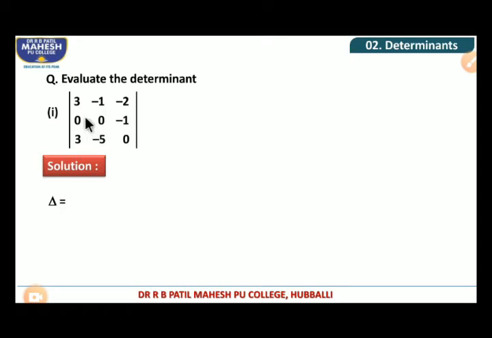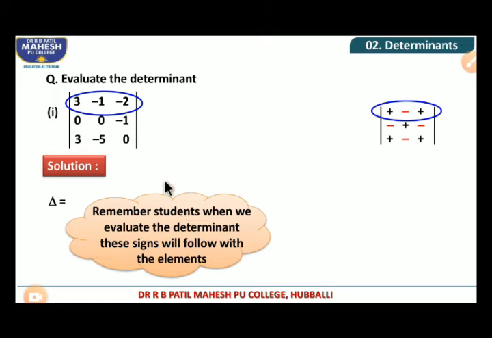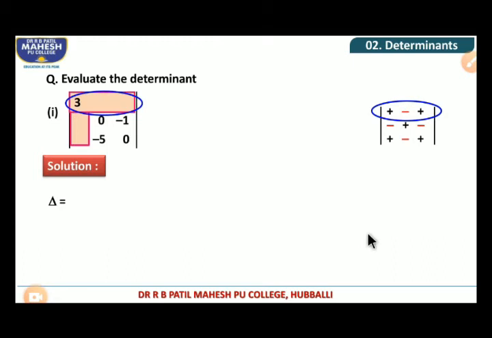Delta is equal to, here we have to take the signs, right? Whenever we are going to expand it here, please remember students, when we evaluate the determinant, these signs will follow the elements. So R1 contains the first element 3, which has the plus sign, therefore we can take it as 3 into the determinant obtained by eliminating the first row and first column, which contains 0, minus 1, minus 5, 0. It is the first step, right?